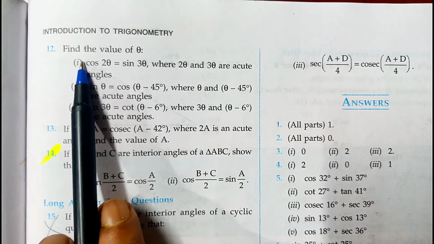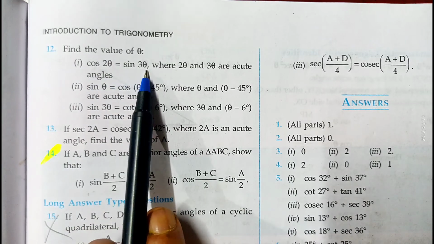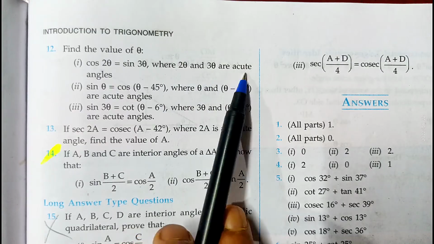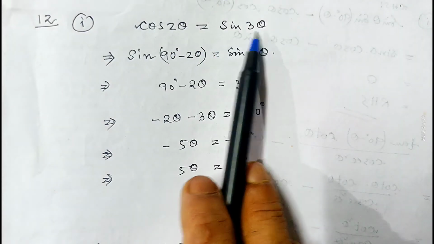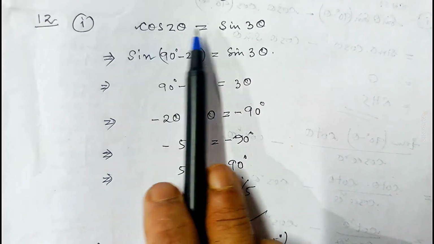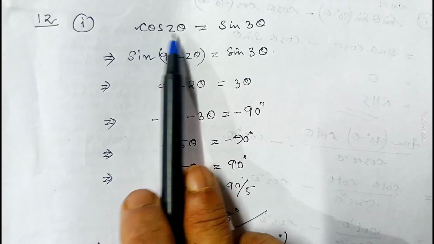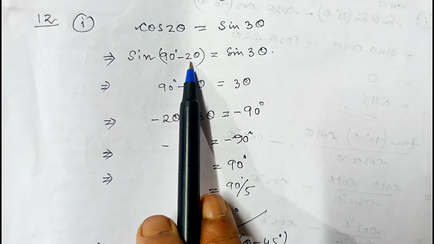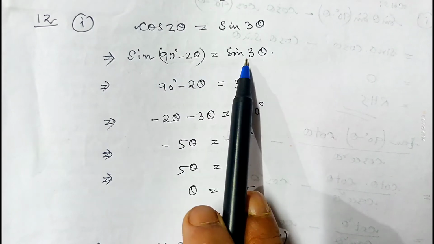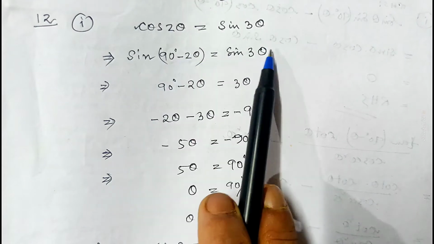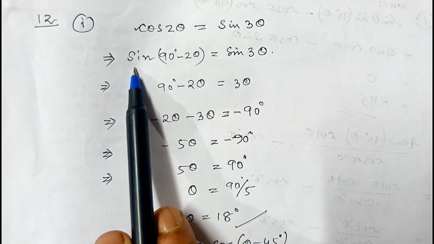Question number 12, we are to find the value of theta where cos of 2 theta equals sine of 3 theta, where 2 theta and 3 theta are acute angles. Here cos of 2 theta equals sine of 3 theta. Since on this side it is cos and here it is sine, we have to change either of them. So instead of cos theta we can write sine of 90 minus theta, and here it will remain as it is. Now sine of 90 minus 2 theta equals sine of 3 theta, that means this angle equals this angle. We can't cancel this sine and this sine because only sine carries no meaning.